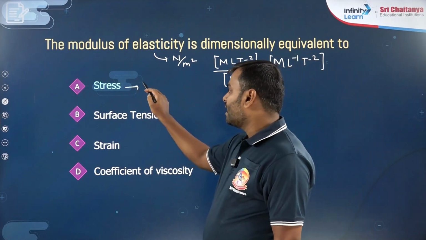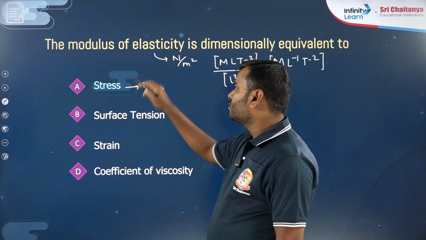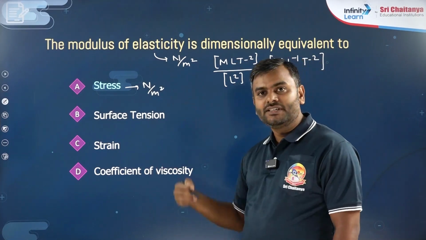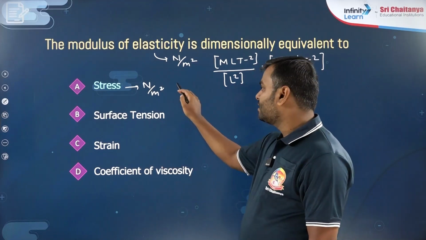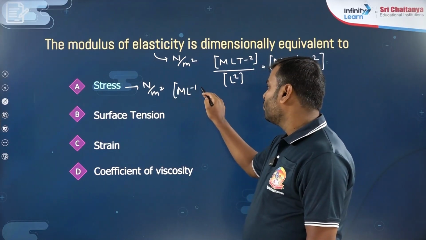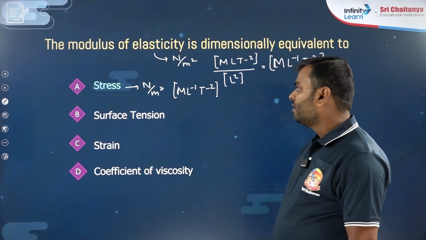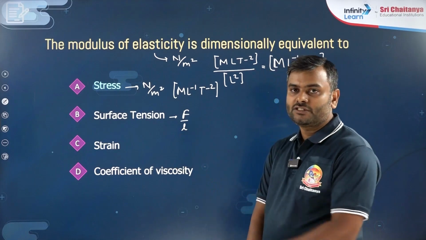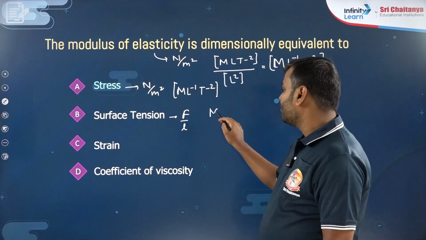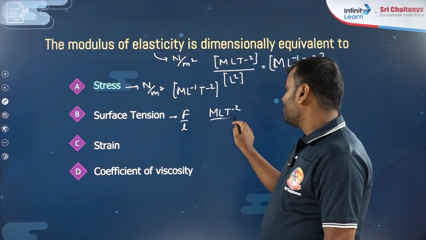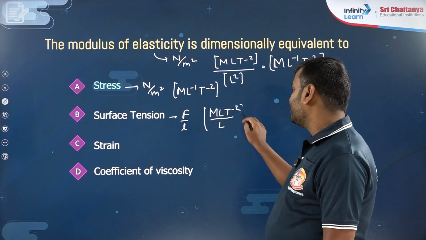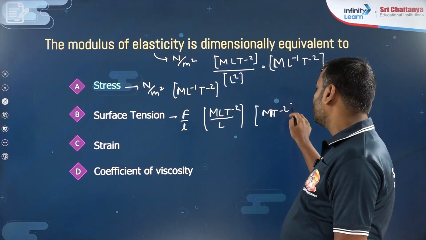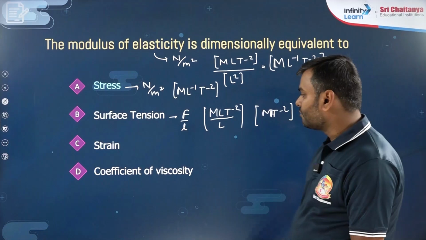And we know that stress has the same unit as the modulus of elasticity. So obviously it will have the same dimension, which means its dimension is also ML^-1T^-2. Whereas surface tension is force per unit length. So its dimensional formula will be MLT^-2 divided by L, which finally gives the dimensional formula MT^-2. That will be the dimensional formula for surface tension.